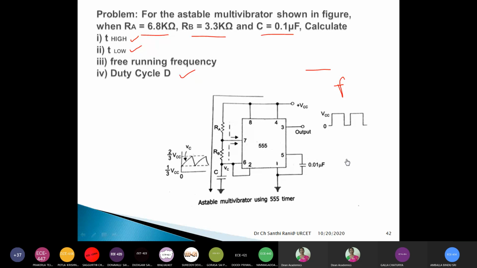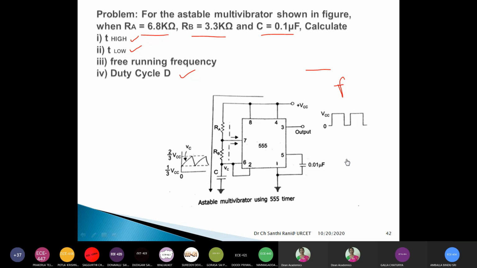T high, we have derived the expression. Even if you do not remember the derivation, you know what T high is. T is equal to something into RC, 0.69 into RC, and R here is RA plus RB. Therefore, T high is equal to 0.69 into (RA plus RB) into C. RA, RB and C values are given to you. You calculate and tell me what T high is.